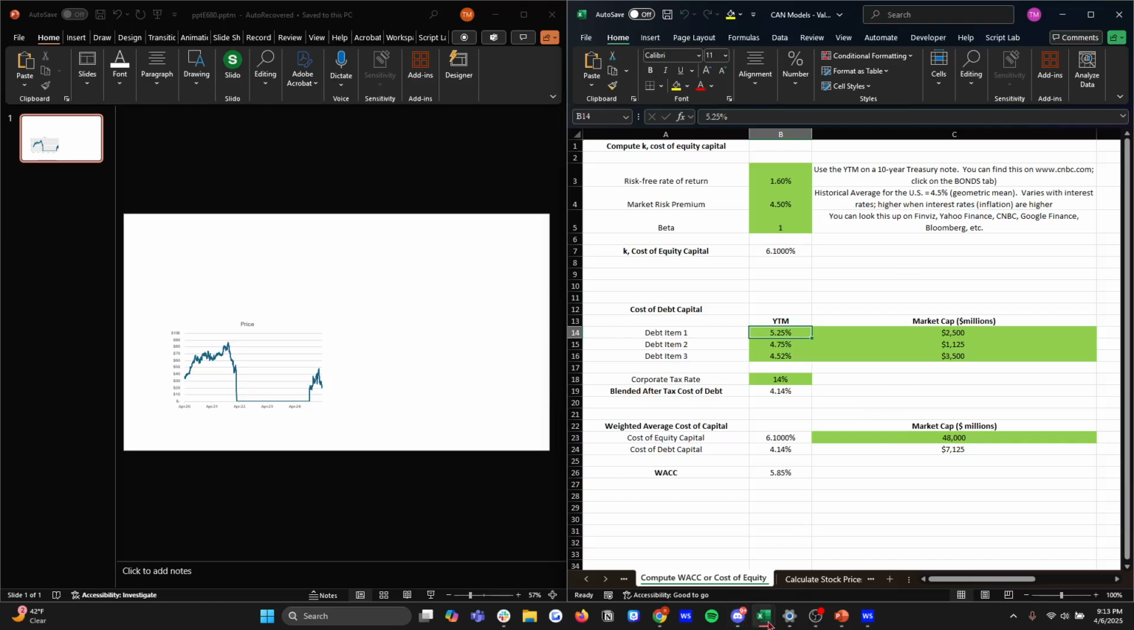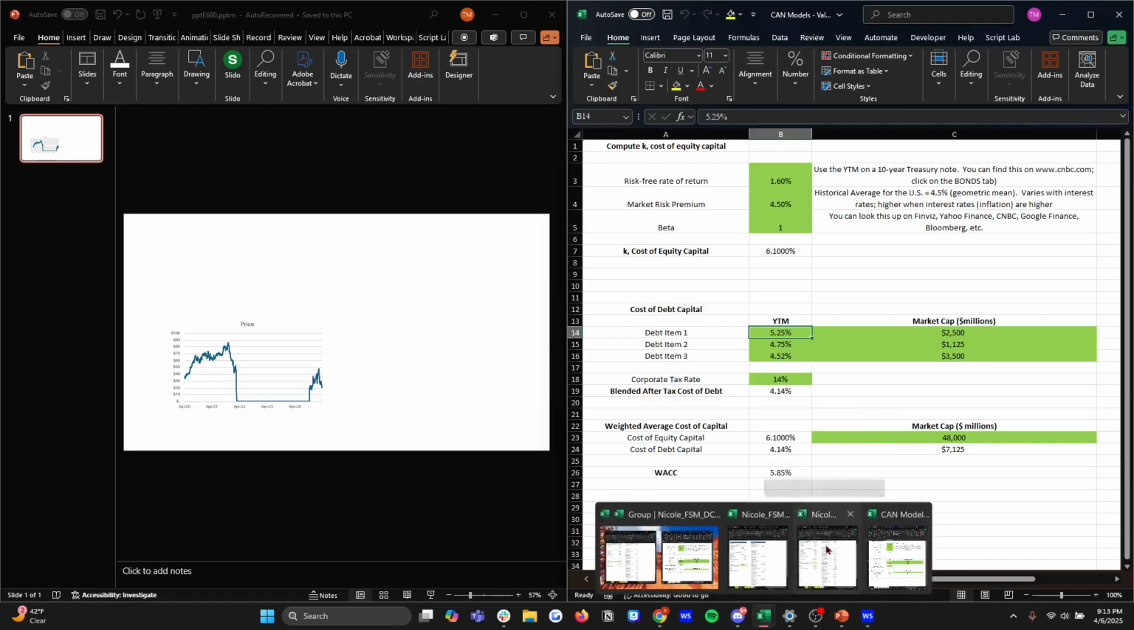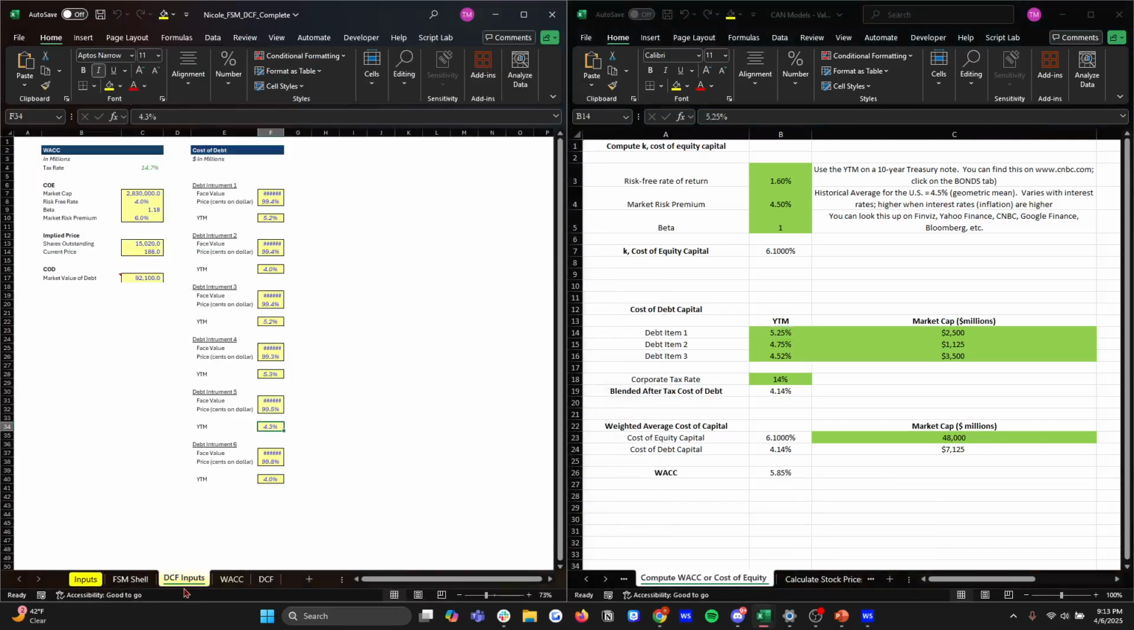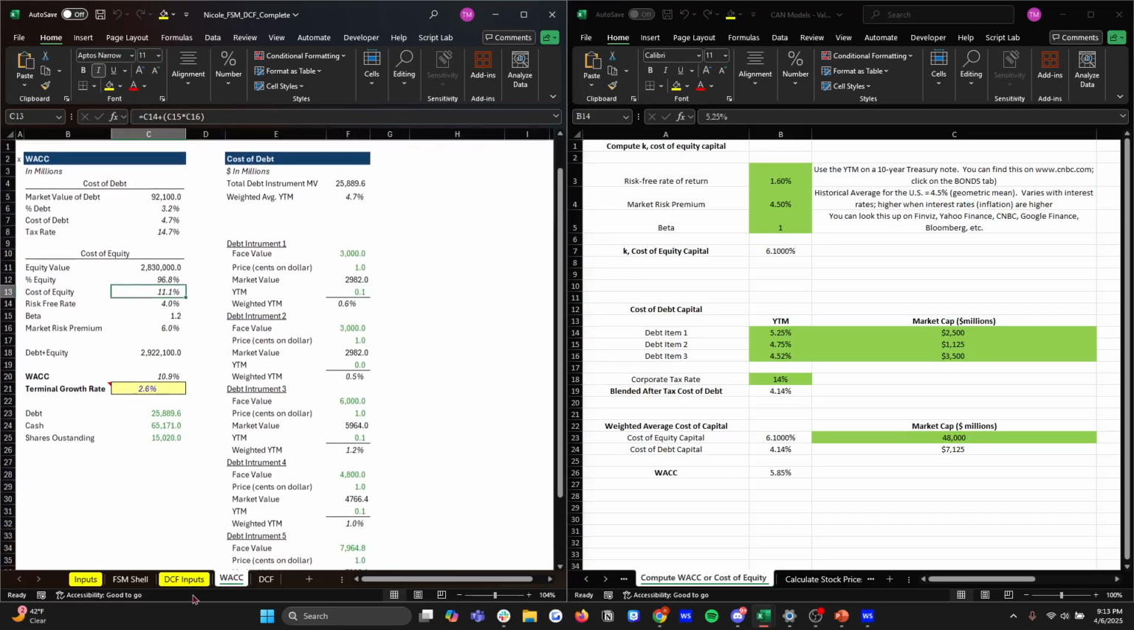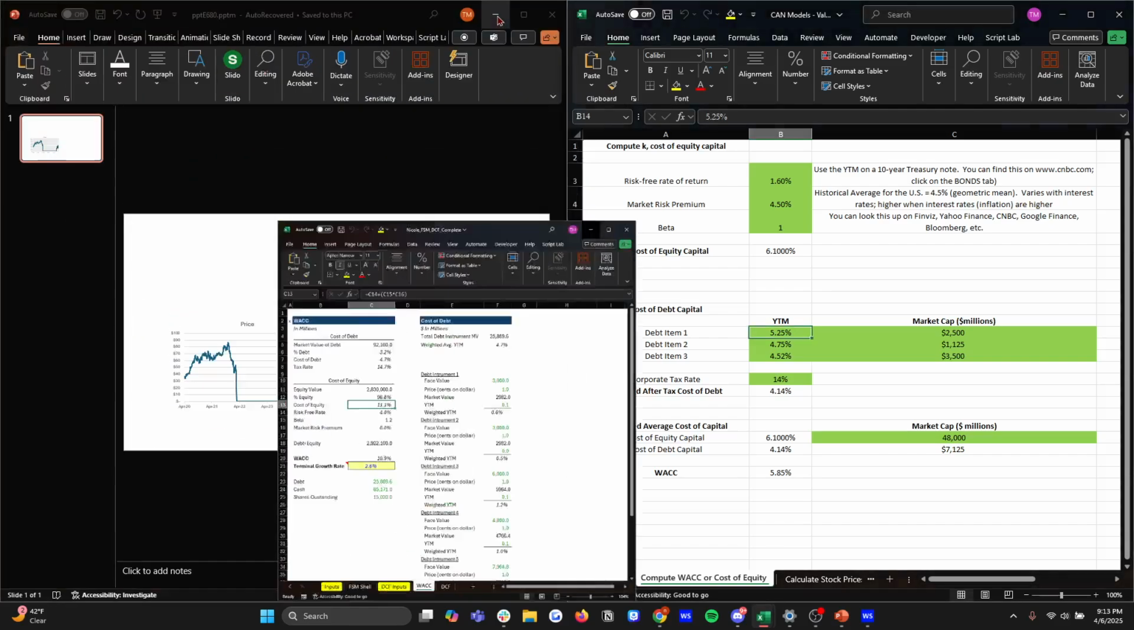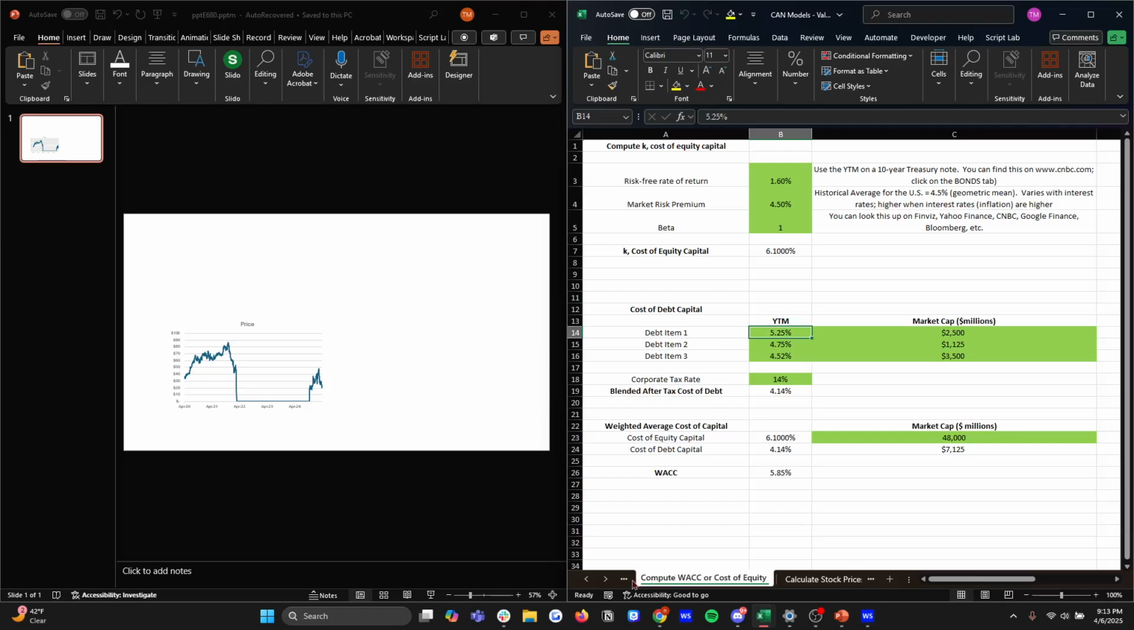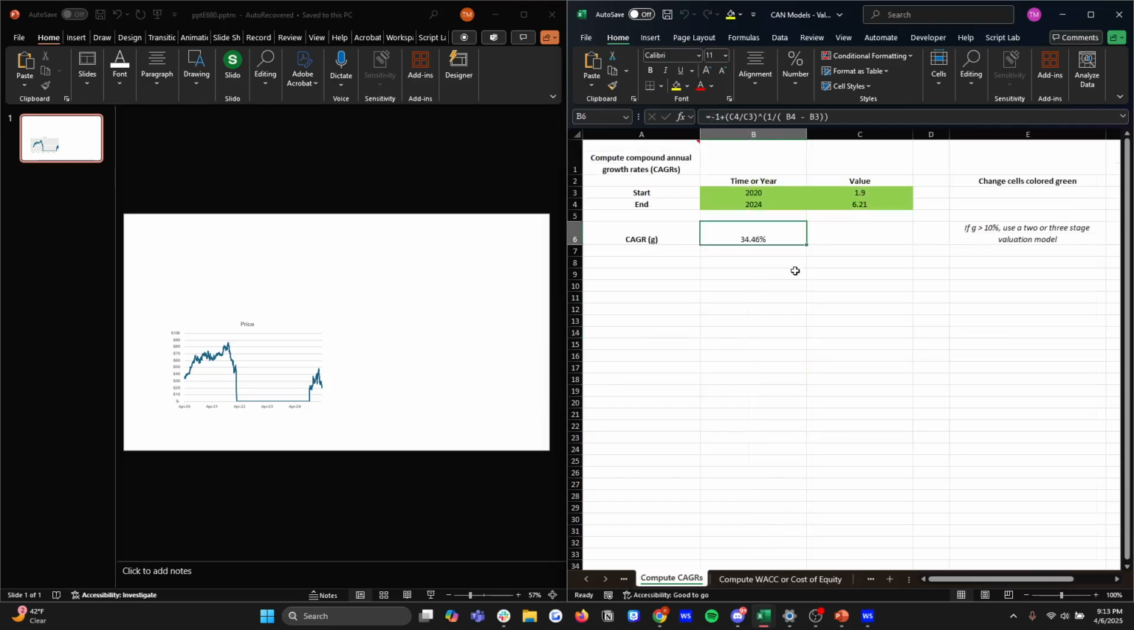We have the version that's over here with the DCF inputs that'll give you WACC, that's right here, and then it'll give you your cost of equity, that's right here, just in case you want to know them. All right, so the other thing is going to be CAGRs. So this is the formula for a CAGR. You could learn it, or you could just use this and basically use it to compute your CAGRs.